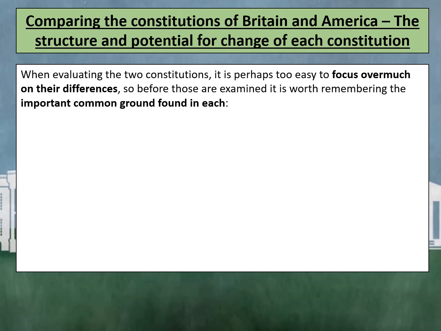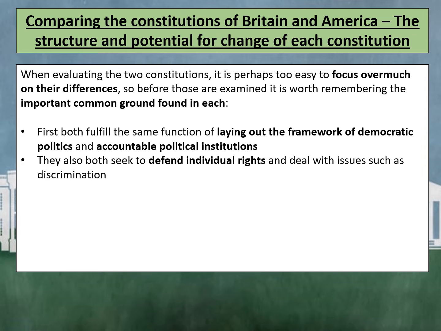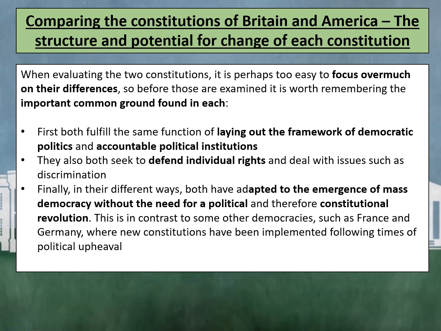When evaluating the two constitutions, it is perhaps too easy to focus overmuch on their differences, so when those are examined, it is worth remembering that there is important common ground found in each. First, both fulfill the same function of laying out the framework of democratic politics and accountable political institutions. They also both seek to defend individual rights and deal with issues such as discrimination. Finally, in their different ways, both have adapted to the emergence of mass democracy without the need for a political and therefore constitutional revolution. This is in contrast to some other democracies such as France and Germany, where new constitutions have been implemented following times of political upheaval.